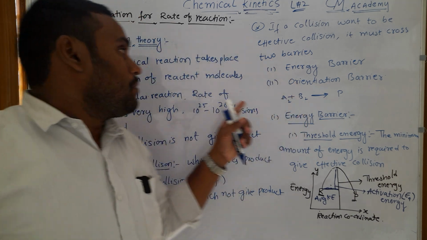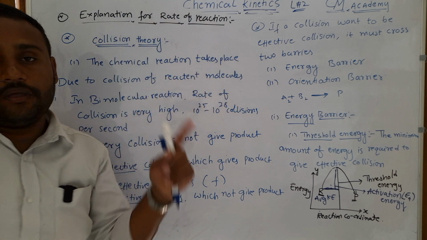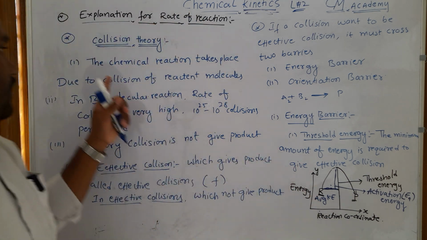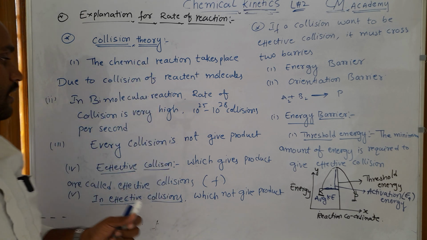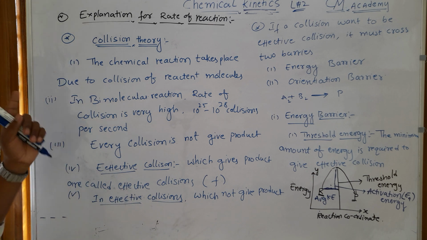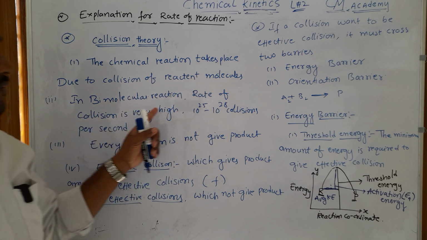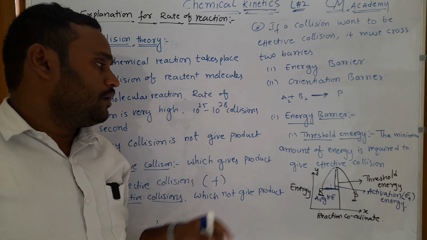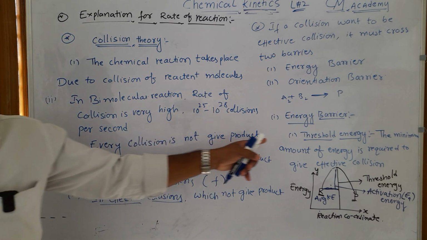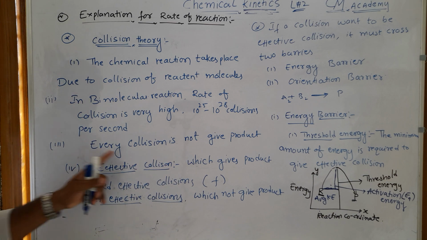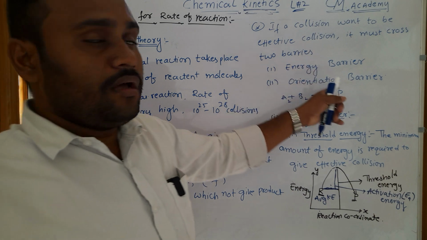What is collision theory? Collision theory explains the rate of reaction, meaning how the reaction takes place. A chemical reaction takes place due to collision of reactant molecules. Collision means hitting together. In bimolecular reactions the rate of collision is very high, about 10 to the power of 25 to 10 to the power of 28 collisions per second. Every collision does not give the product. Only effective collisions give the product, whereas ineffective collisions do not.